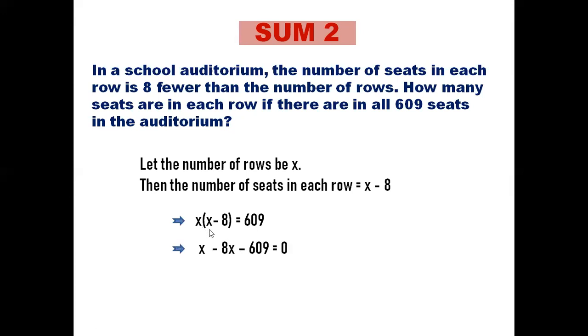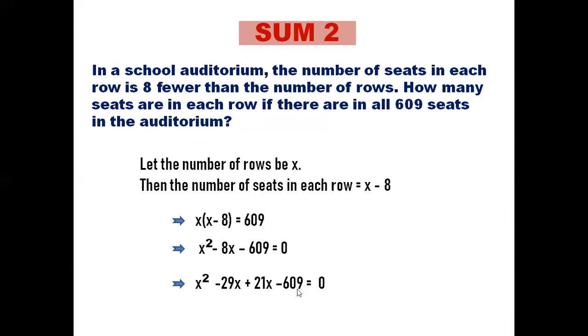So we get x multiplied with x is x squared minus 8x, and we bring 609 to the left hand side. So we get x squared minus 8x minus 609 equals 0. Now we factorize 609 in such a way so that we get 8x. So the factors are 29 and 21, because 29 multiplied with 21 gives us 609.